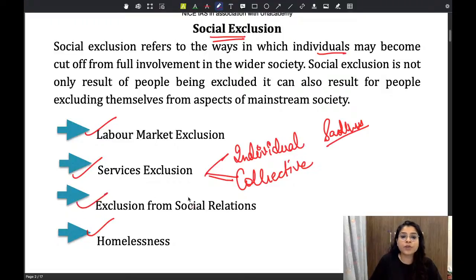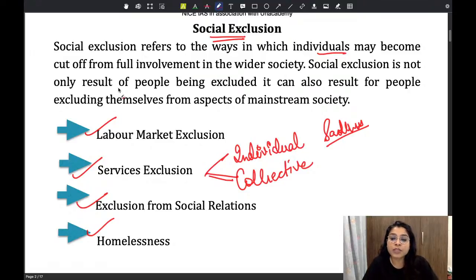Then exclusion from social relations. Social relations in the sense that when an individual is unable to participate in the common social activities. For example, sometimes an individual is excluded from voting. If you see the latest example, Rohingyas are excluded from voting rights, excluded from taking part in political activities in Myanmar and even in India and in other parts of the country because they have a statelessness position, right?